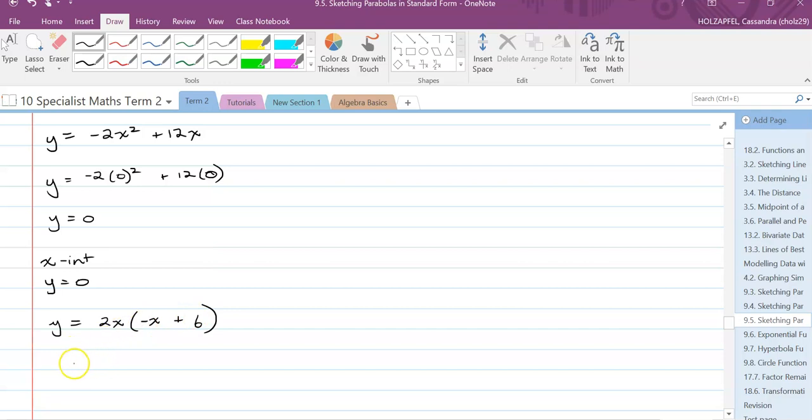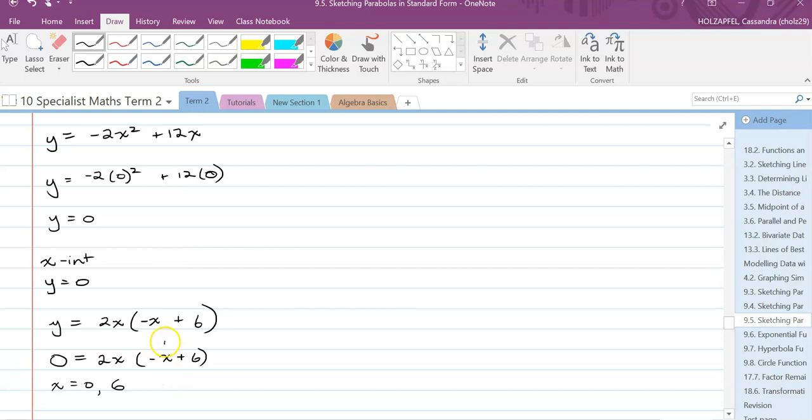And so I can now use my null factor law. My null factor law is when I have two factors multiplied together and one of them will be equal to 0. So either this one will be equal to 0, because 2 lots of 0 times by anything is going to be 0, or negative x plus 6. If that's equal to 0, then 0 times by 2x is going to make that 0 as well. So we're going to have two possible solutions: x is equal to 0 as one of our solutions, and then x is equal to 6 as our other solution.